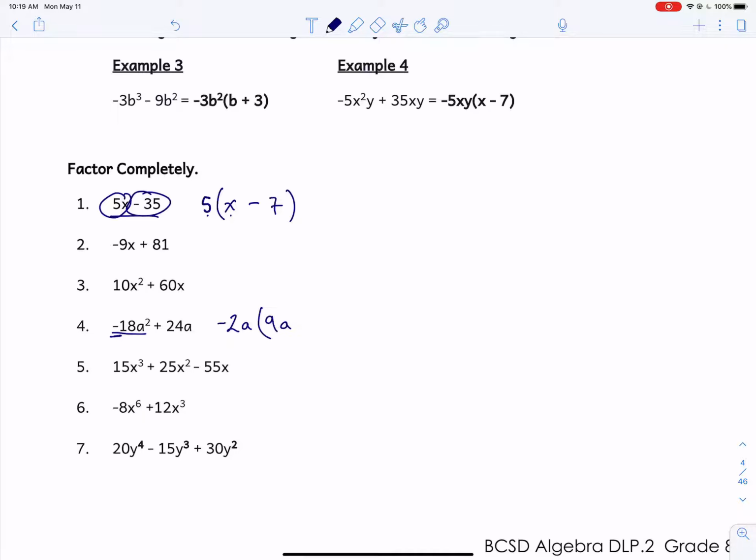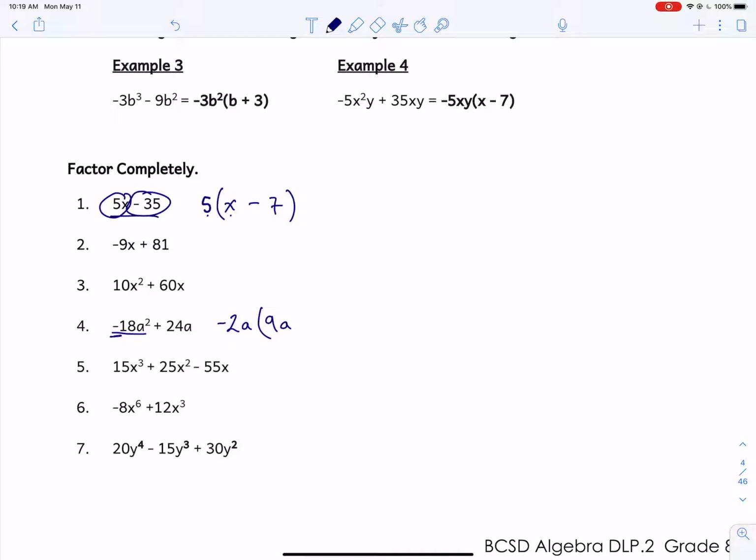Okay, so think about that. When we multiply those together, we get negative 18, and a times a is a squared. So that looks good. The reason we take the negative out of the parentheses is because we typically don't want it inside the parentheses. It's just best practice for factoring.